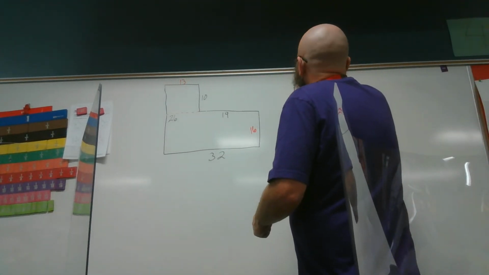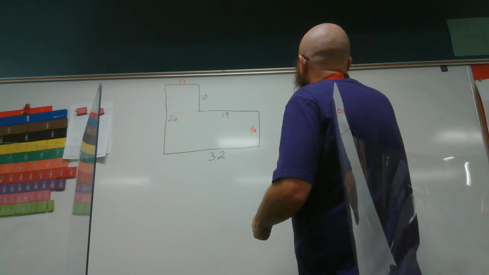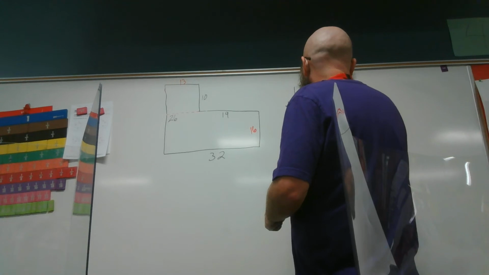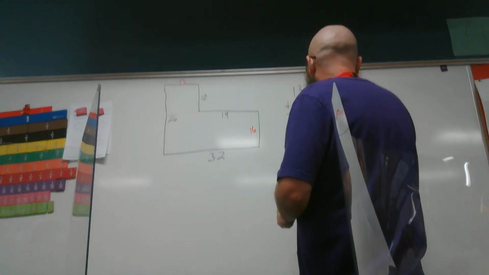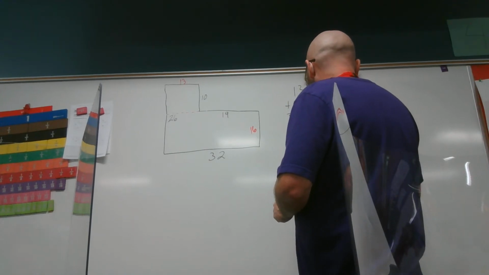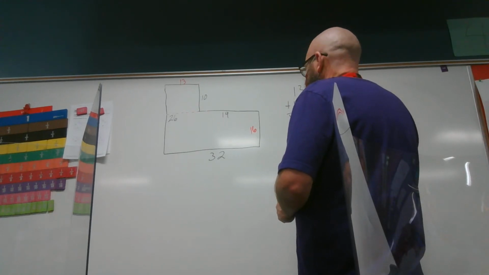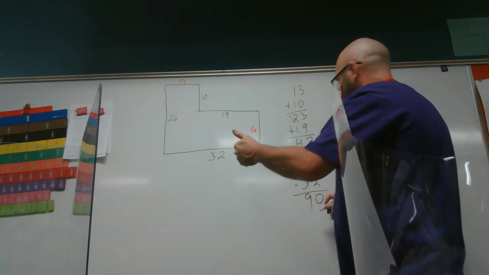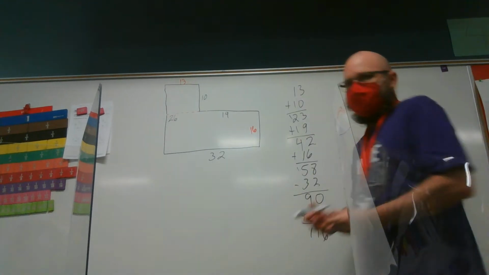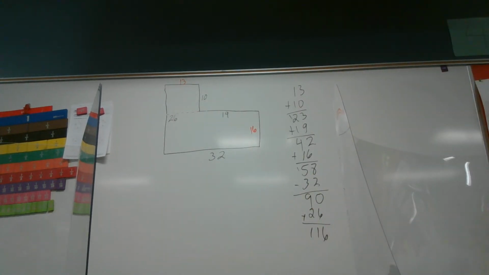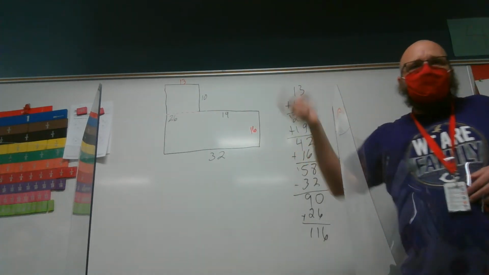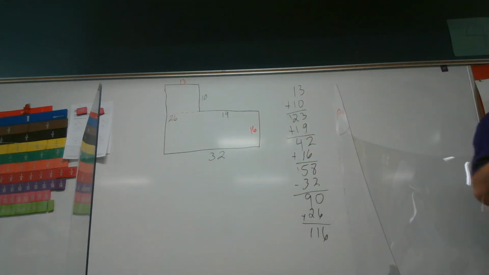13 plus 10, 23 plus 19, 42 plus 16, 58 plus 32, that's 90. 90 plus 26 is 116. So the perimeter of this shape is 116. So that was the first thing we had to do. Now the second thing we had to do is find the area.